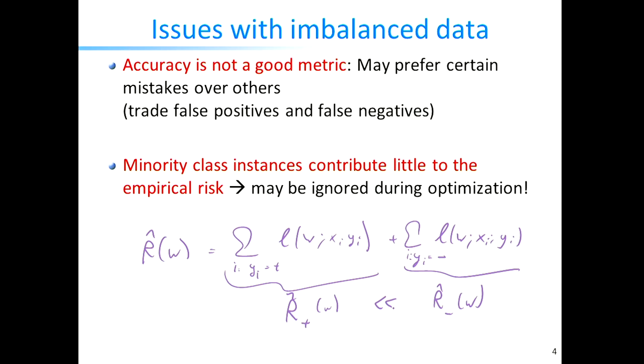Okay, so I want to discuss how to fix these issues. Let me actually start with the second part: the issue of minority class instances contributing too little to the empirical risk. Then we'll talk about what to use to replace accuracy, and how we can optimize such things. So for the second part, what if we have an extremely imbalanced data set, but we have algorithms that only really work well if you have balanced data?